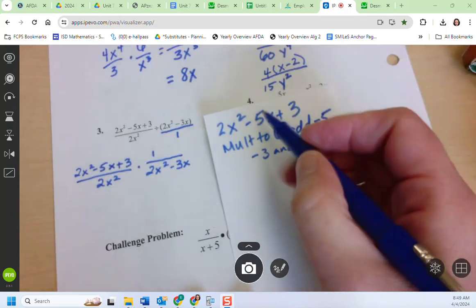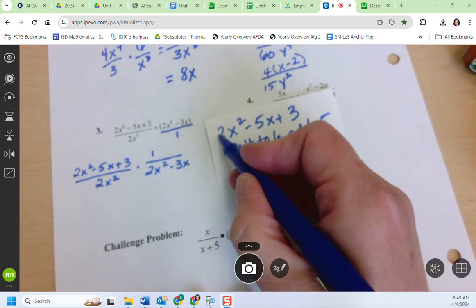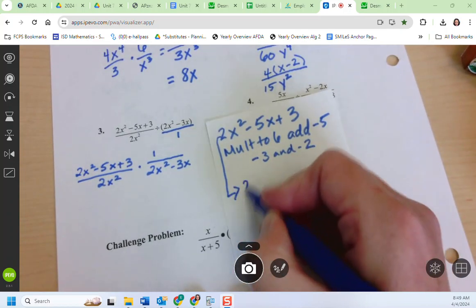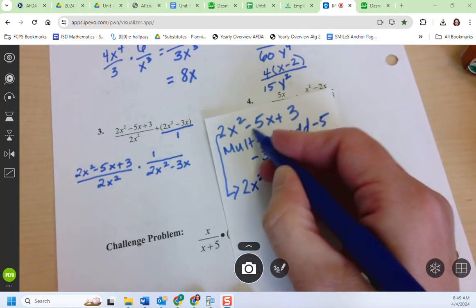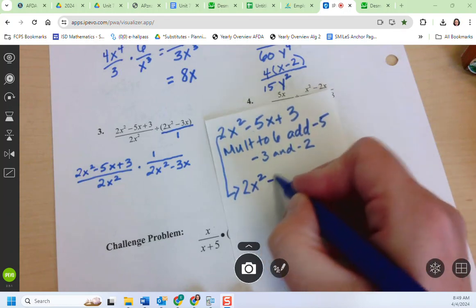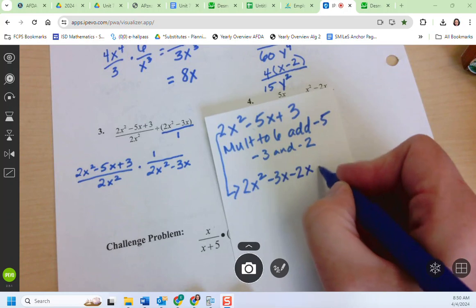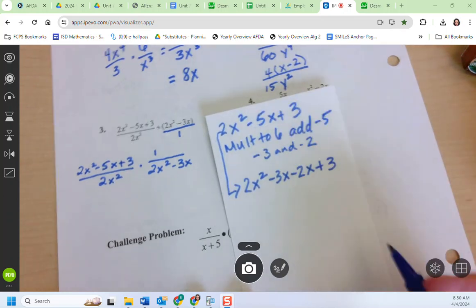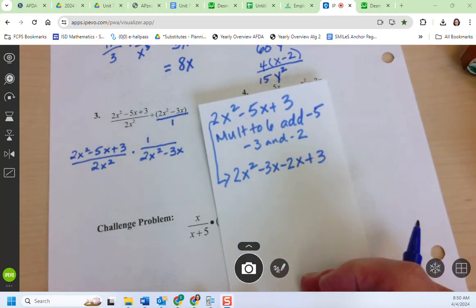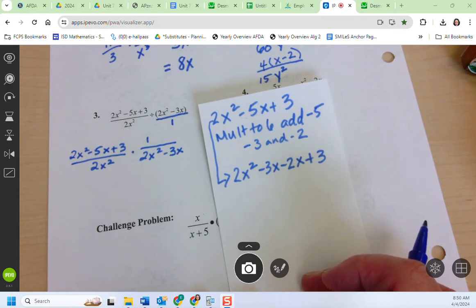Okay. So now what we do is we rewrite this one, 2x squared, and we replace the negative 5x with a negative 3x and a negative 2x, and we bring down the plus 3. Okay, you will want this review of factoring. It's going to show up in your Delta Math homework as well.